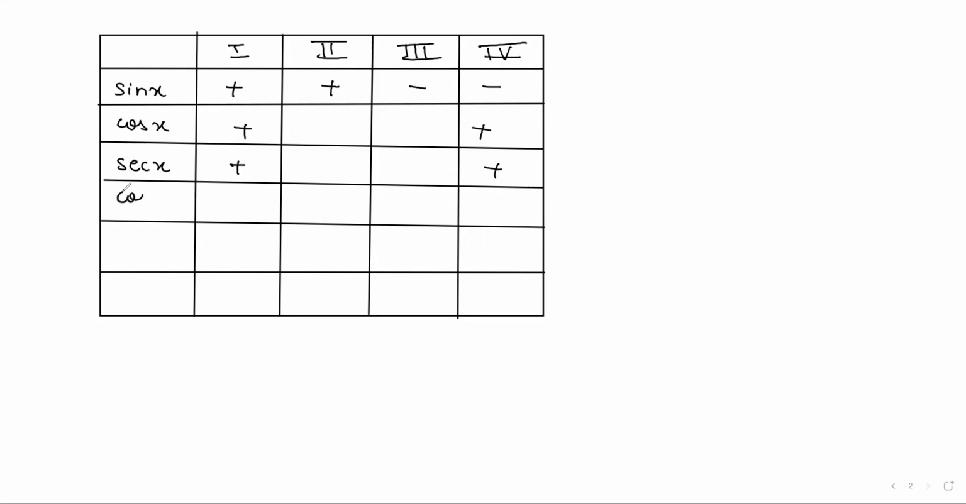Cosec x is positive in the first and the second quadrants. Tan x is positive in the first and the third quadrants. Cot x is positive in the first and the third quadrants. In the rest of the quadrants, the values of the respective trigonometric ratios will be negative.